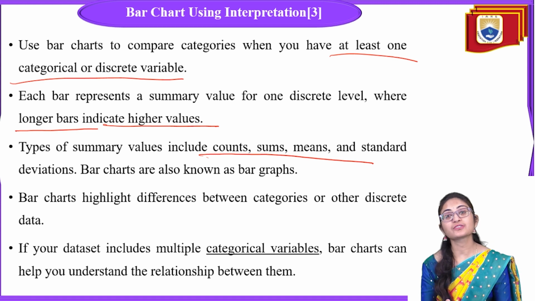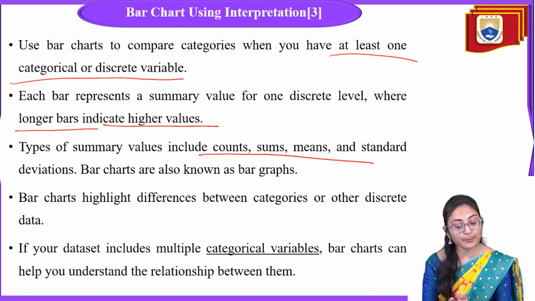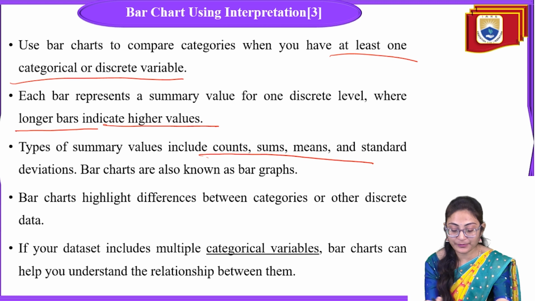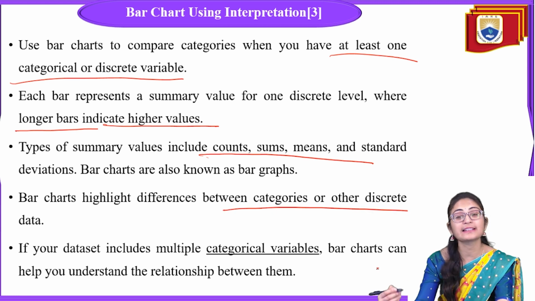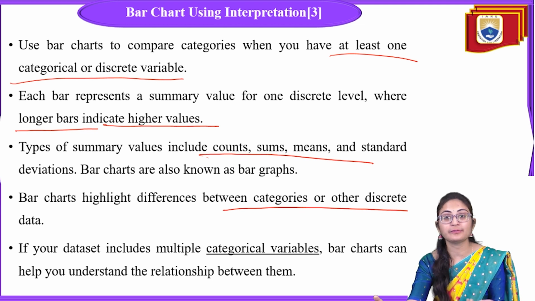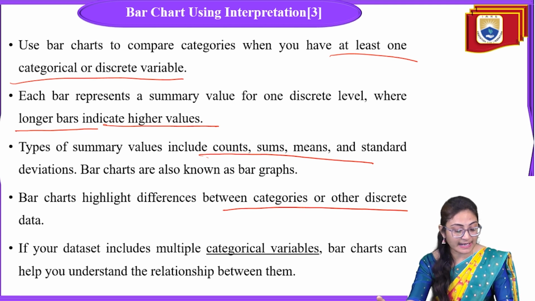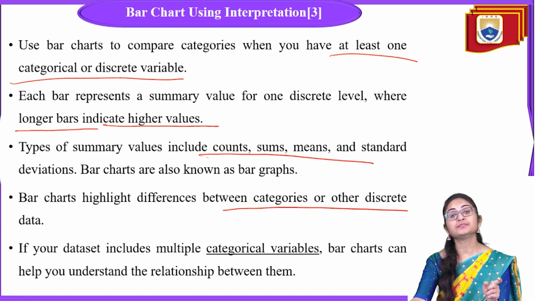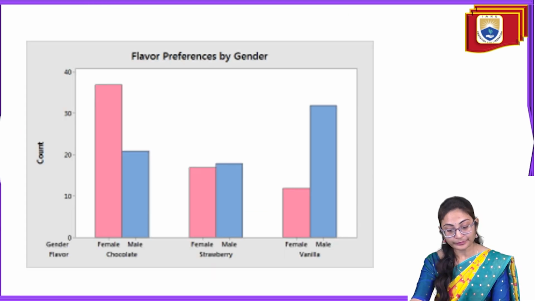Bar charts are also known as bar graphs. Bar charts generally highlight differences between the categories or other discrete data. And if your dataset includes multiple categorical variables, the bar charts can help you understand the relationship between them.